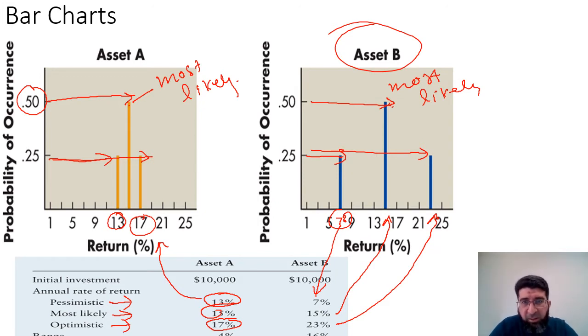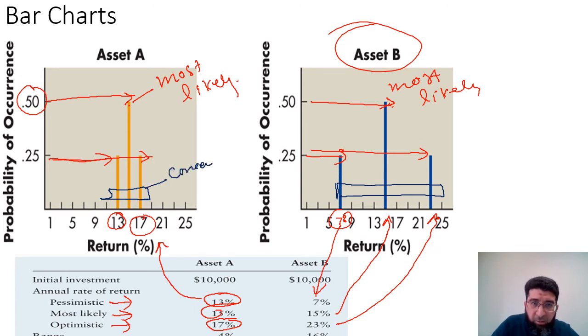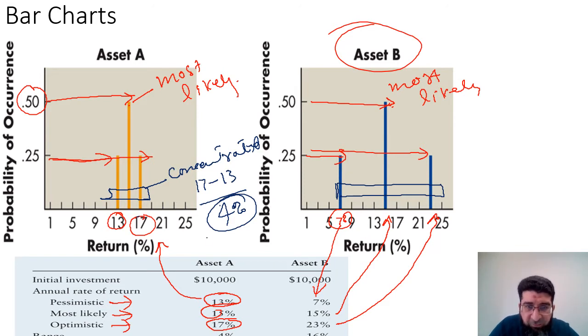Now if you look at asset B in A and B and compare it, one thing is pretty sure: the distance between these returns is different for asset B. Asset A is more concentrated in a limited space. It's basically 17 minus 13, and that is 4%. So the range is 4%, hence they are low risk.